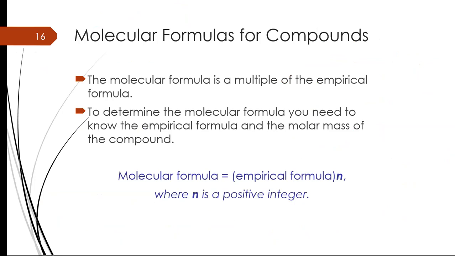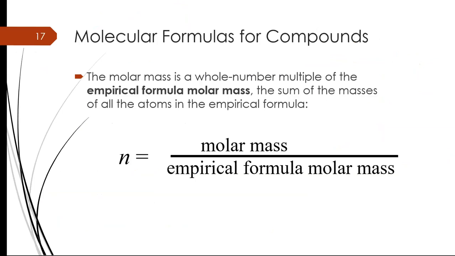Once we have an empirical formula, the way you find the molecular formula is that the molecular formula is always equal to the empirical formula times some number n. And that n is always going to be a whole number. So to do this, there's a relationship that has to develop. That means the molar mass of the whole compound, when we divide it by the empirical formula's molar mass, is going to give us a ratio.